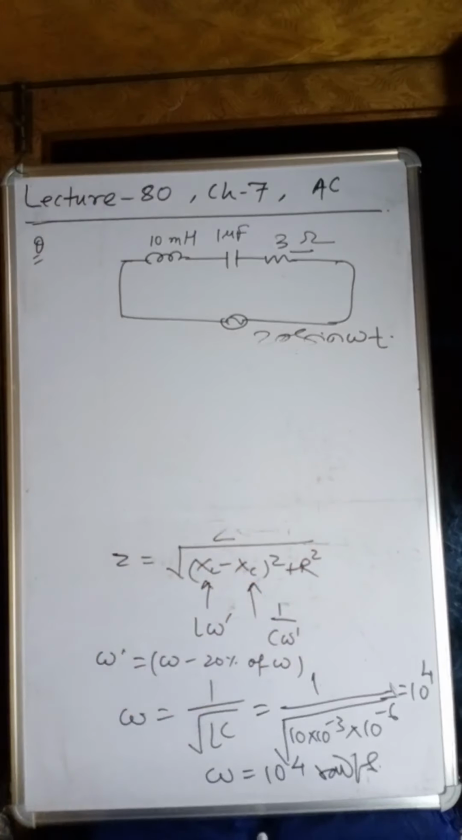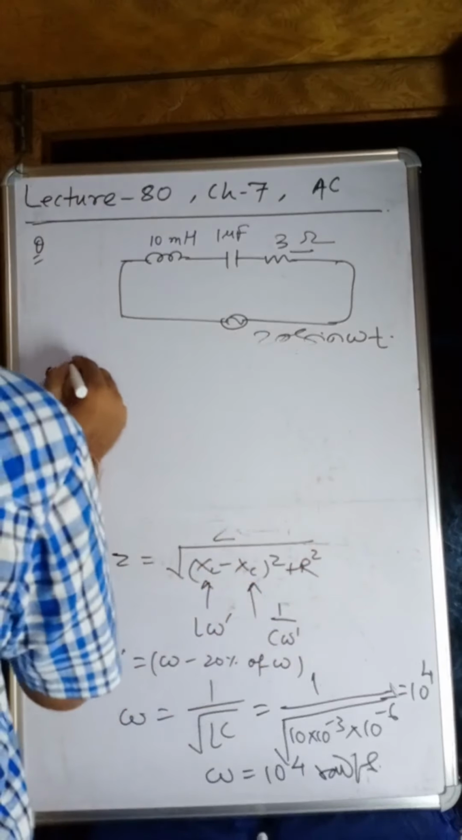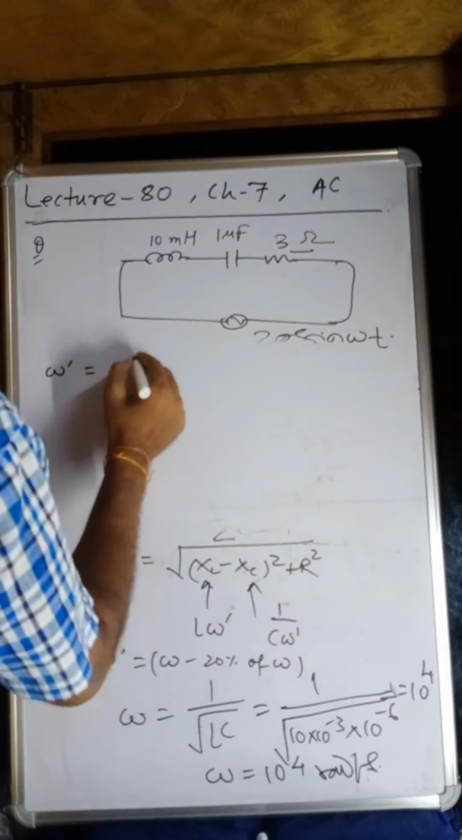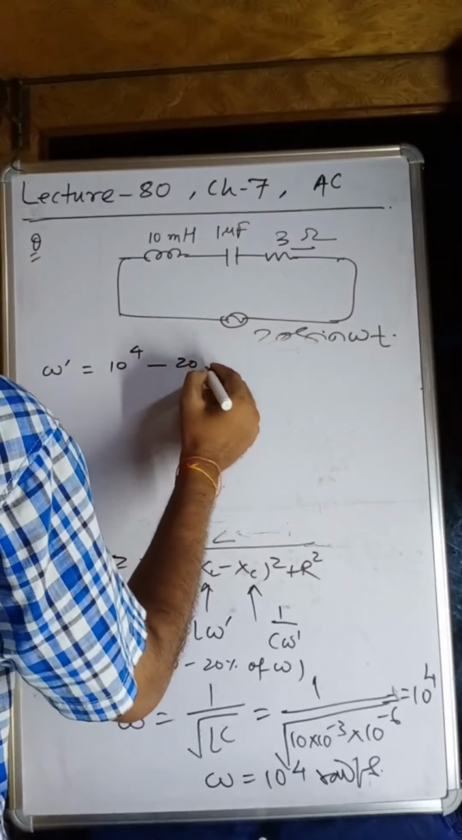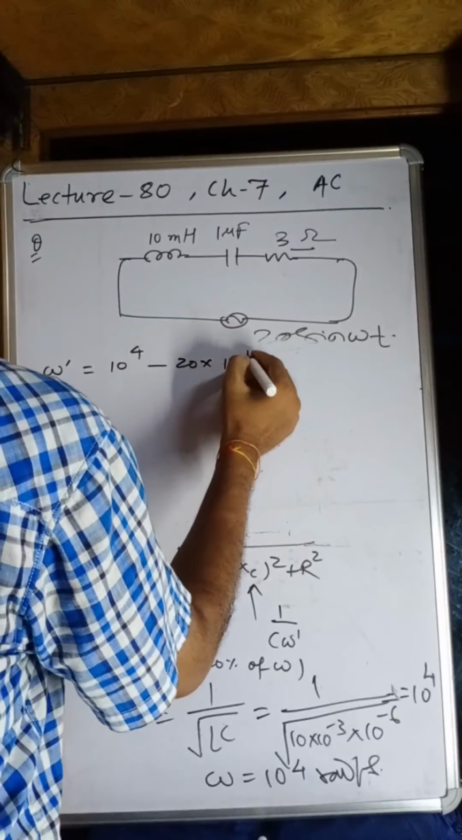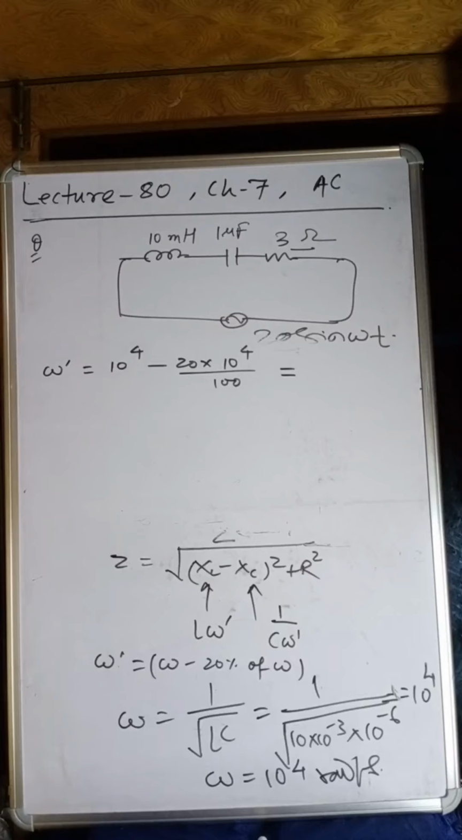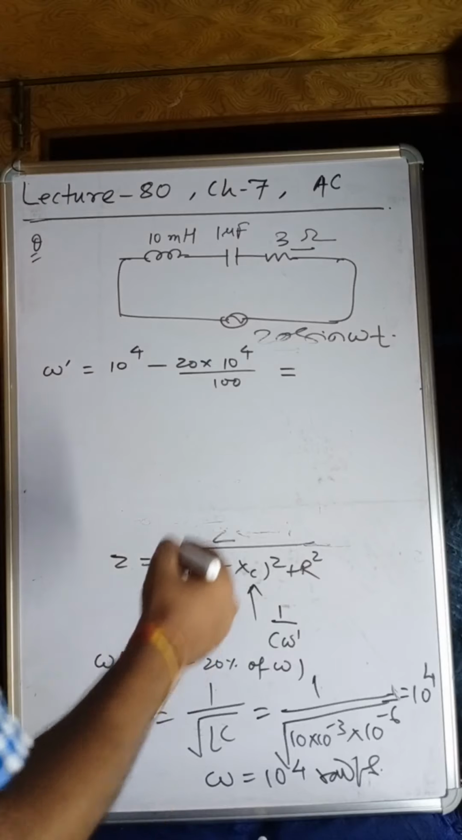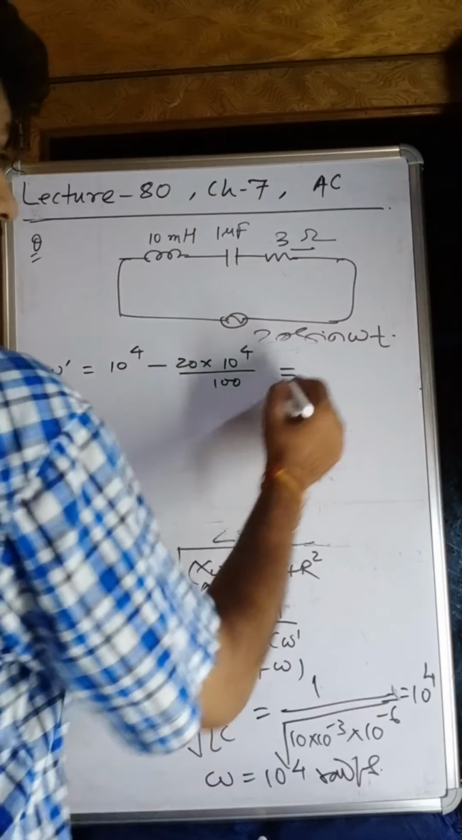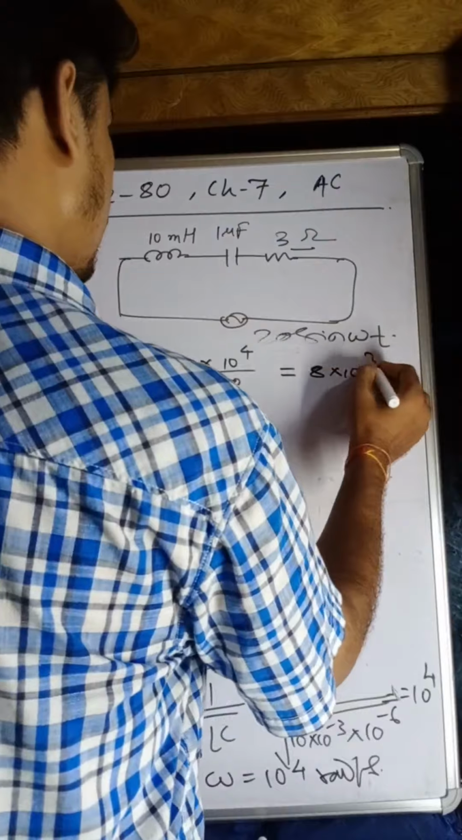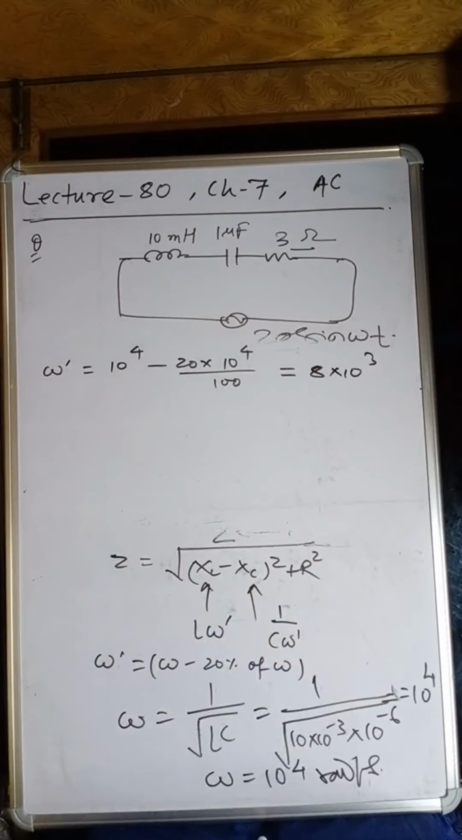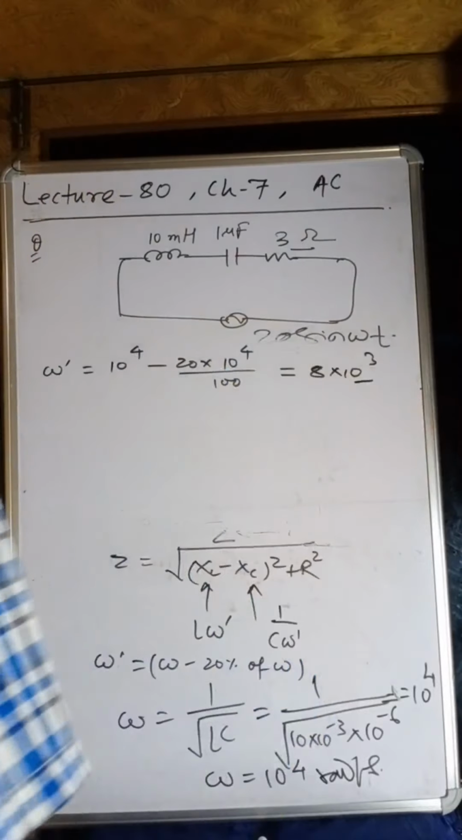Okay. Now omega dash is 10 to the power 4 minus 20%, that is 10 to the power 4 by 100 times 20. And after the calculation, what will be the value? You will get 8 into 10 to the power 3, I think. 8 into 10 to the power 3. Now this is the new omega dash.